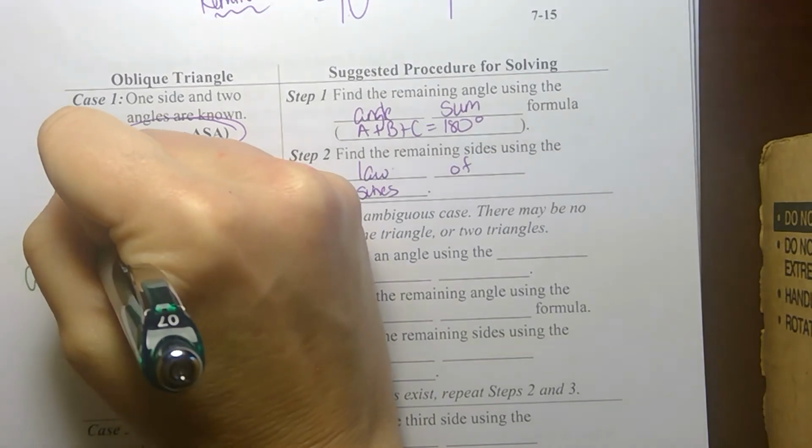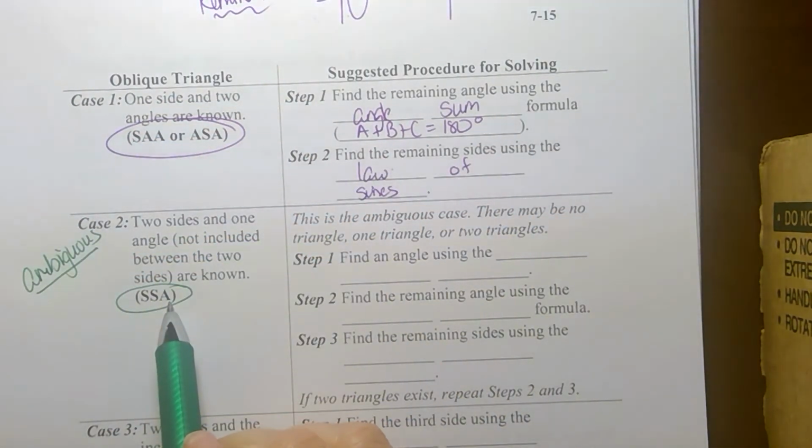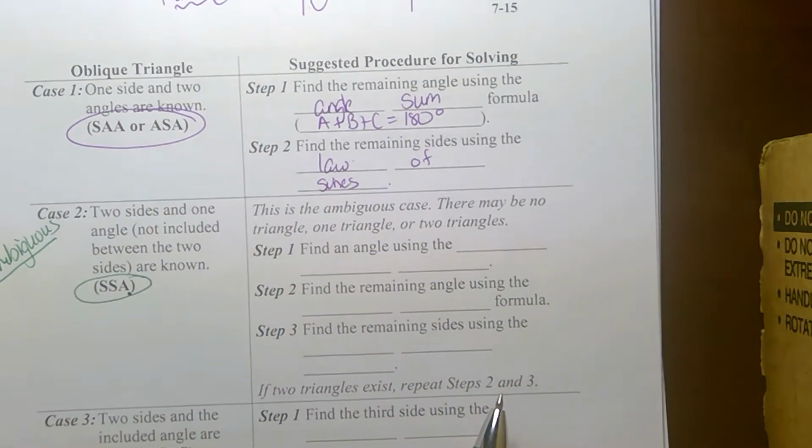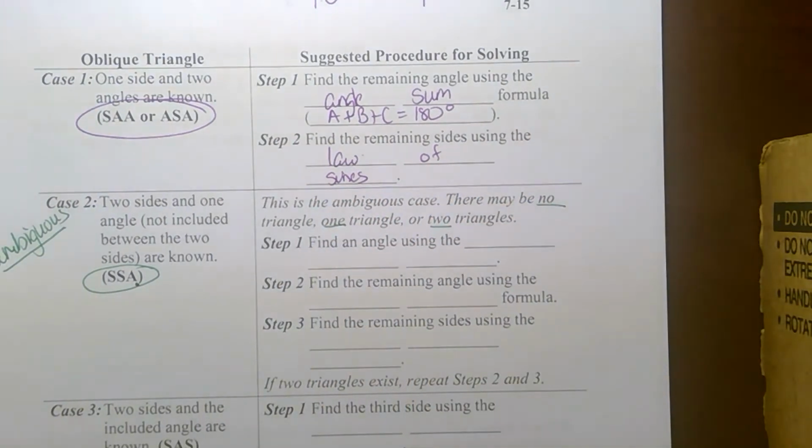We know that going in. If I'm given 2 sides and 1 angle where that angle is not included between the 2 sides, I have my ambiguous case. I might have 0, 1, or 2 triangles, and I have to figure that out as I go. The first step is to find one of my other angles. I've got one angle I know, and I know the side opposite it. I will find the angle that's opposite this other side.